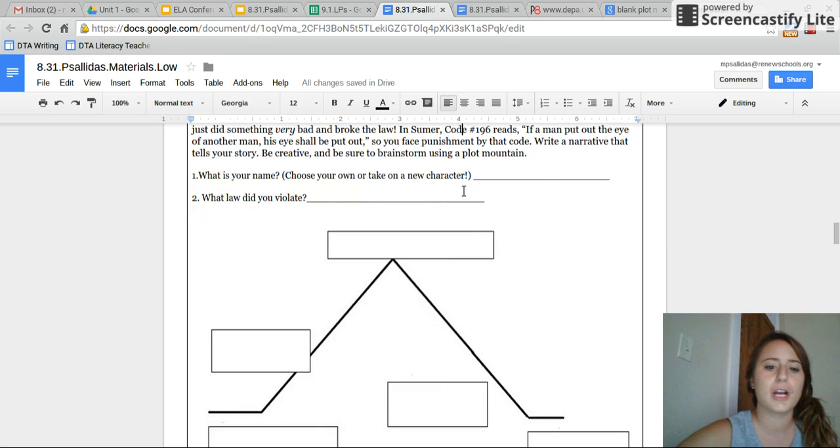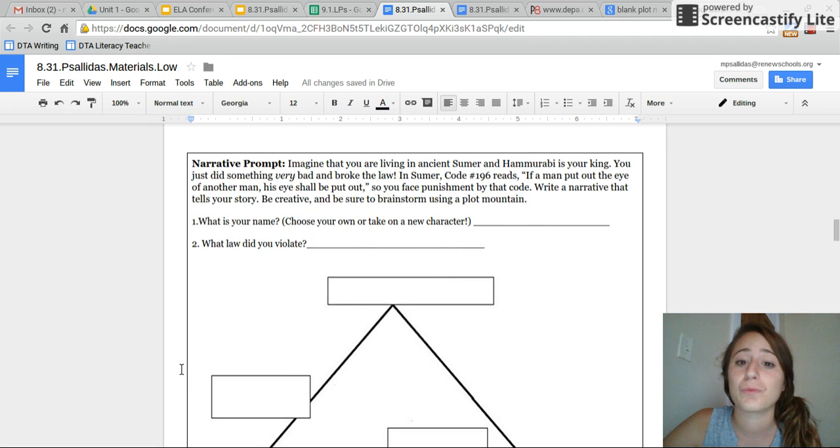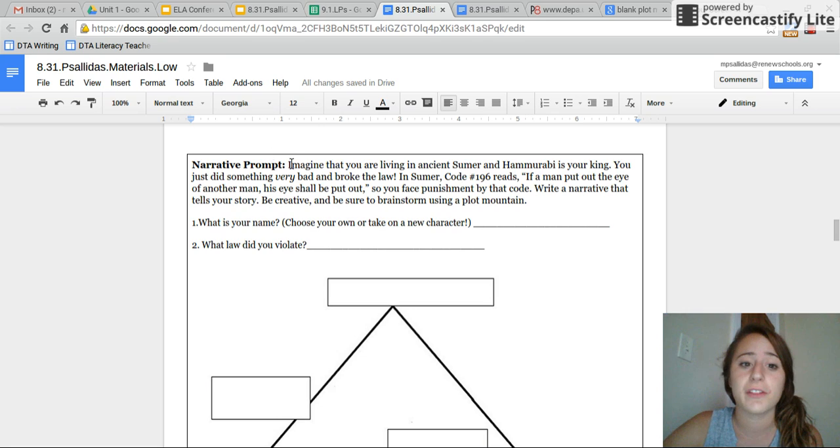Get excited to start your first narrative, where you're going to be using an actual plot mountain brainstorm, just as real authors do, because you are real authors. Imagine that you are living in ancient Sumer and Hammurabi is your king. You just did something very bad and broke the law. In Sumer, Code 196 reads, "If a man put out the eye of another man, his eye shall be put out." So you face punishment by that code. Write a narrative that tells your story. Be creative and be sure to brainstorm using the plot mountain.